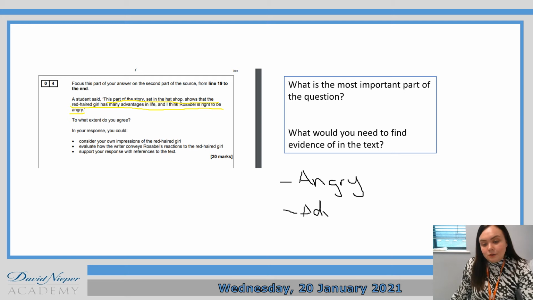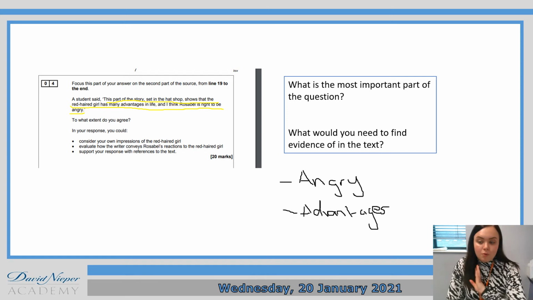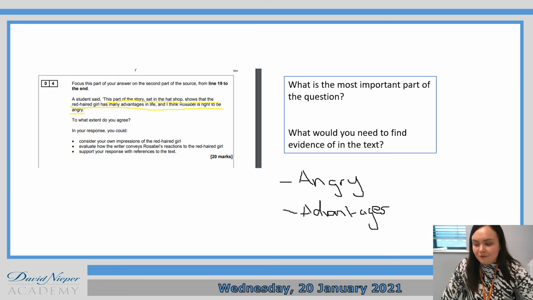Because it's asking us to essentially say what those advantages are and why that might make Rosabelle feel angry, okay? So even without reading the text, even without knowing anything about the source, we're able to think about what we would need to find, okay? So this is really straightforward.